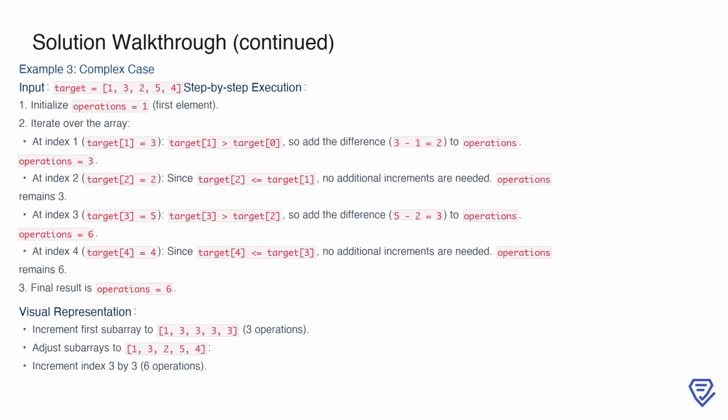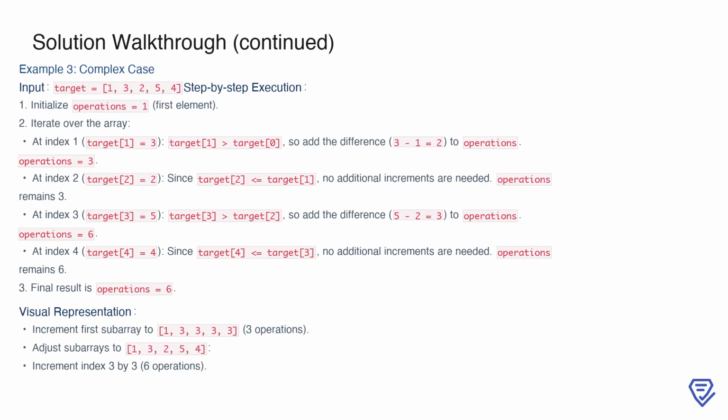Now let's examine a more complex case with the target array 1, 3, 2, 5, 4. We start by initializing the operations with the first element, which is 1. This handles the first subarray increment. At index 1, the value 3 is greater than the previous value 1. The difference, 3 minus 1, is 2, so we add that to operations, giving a new total of 3. At index 2, the value 2 is less than or equal to the previous value 3, so no additional increments are needed, and the total remains 3.